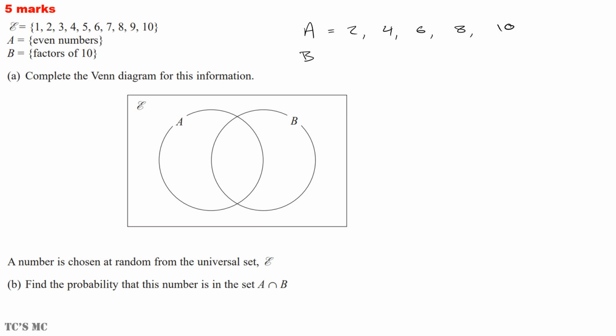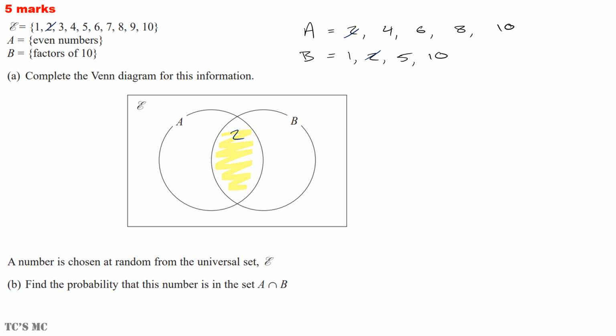The numbers in set B are factors of 10, so that's 1, 2, not 3, not 4, 5, and then 10. Now I can fill in the Venn diagram. Always start by completing the intersection. So what number is in both of the lists? 2 is in both of them, so I'm going to write in 2 and cross it out from both lists and the universal set.